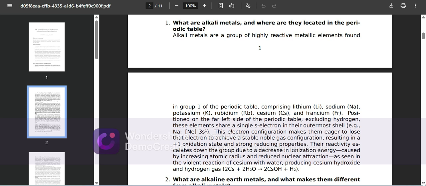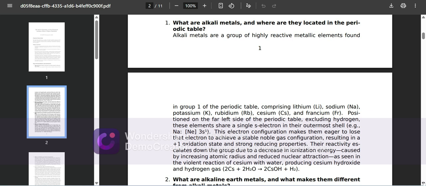These elements share a single s electron in their outermost shell. Example: sodium, 3s1. This electron configuration makes them eager to lose that electron to achieve a stable noble gas configuration, resulting in a +1 oxidation state and strong reducing properties.